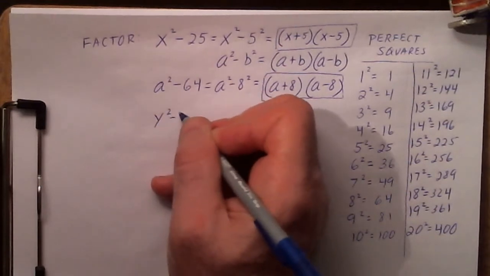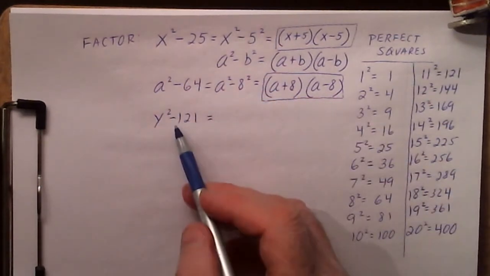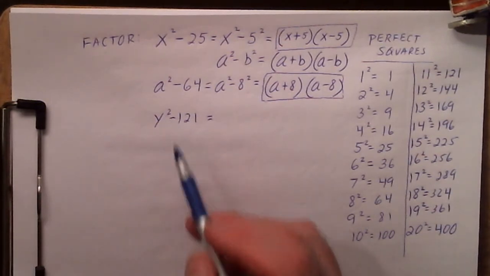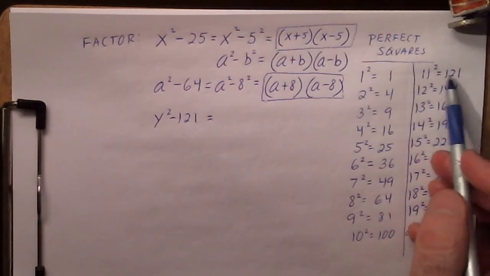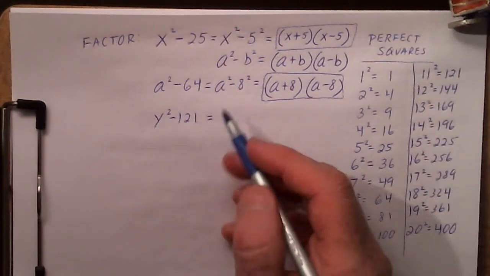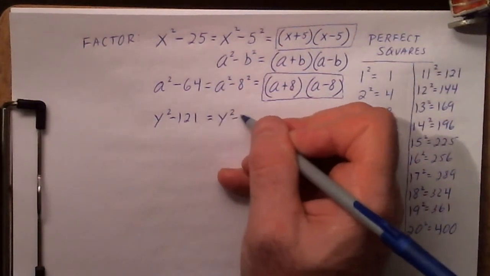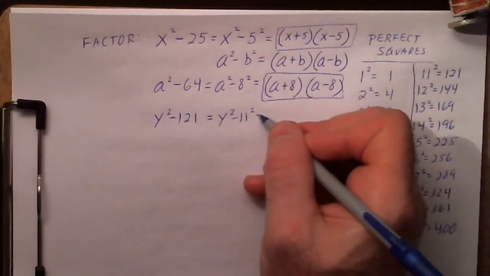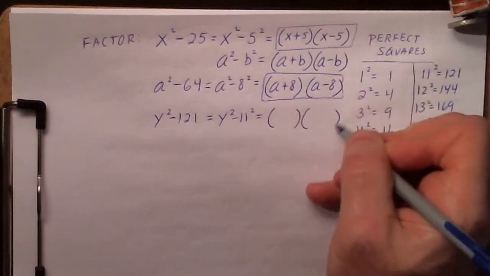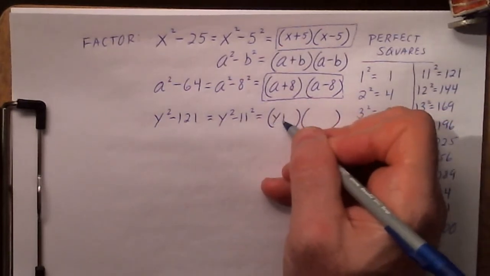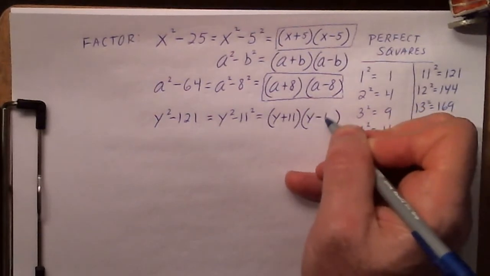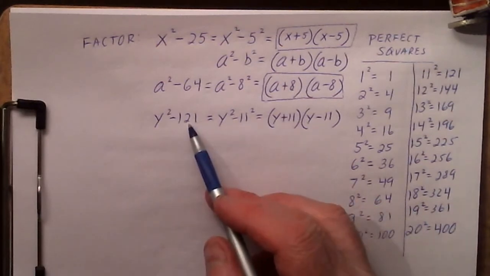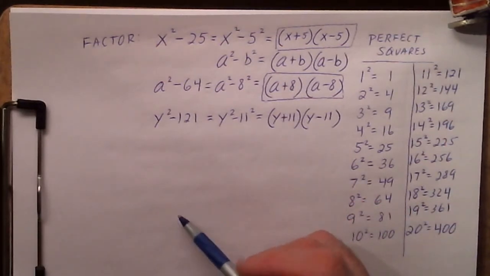Y squared minus 121. Again, after a little thought and inspection, we realize that we do have the difference between squares again, as 121 is a perfect square of 11. So y squared minus 121 is really equal to y squared minus 11 squared, which clearly indicates that we do have the difference between squares. So therefore, this will factor. And it will factor into y plus 11 times y minus 11. This is the correct factorization of y squared minus 121. Done with that one.